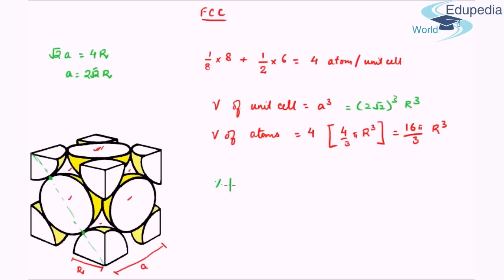Thereby the percentage packing is the volume of the 4 atoms upon the volume of the unit cell, which is 16 pi upon 3 R cube divided by (2 root 2)^3 R cube multiplied by 100. And this approximates to 74%. If you calculate it, approximately 74% packing in the case of face centered cubic. So we see that the packing fraction is marginally better than body centered. In fact, it is 6% better, but still there is 26% void present in face centered cubic.